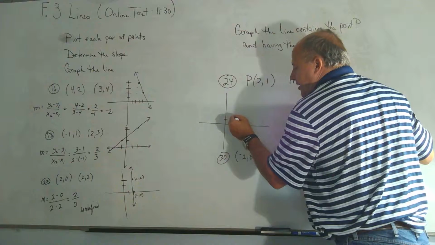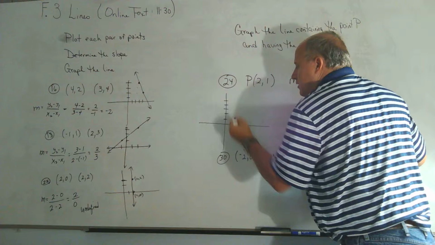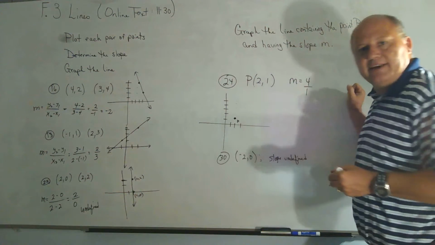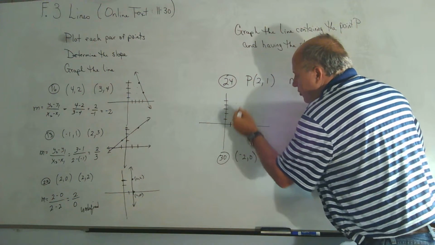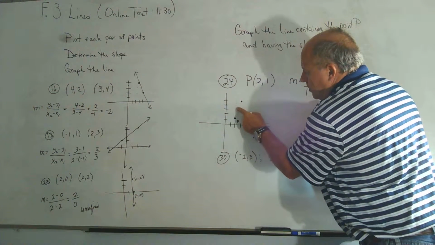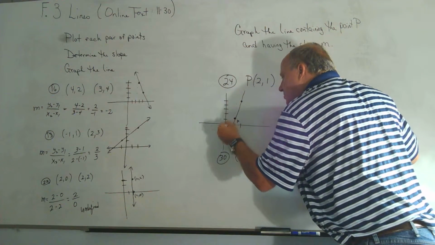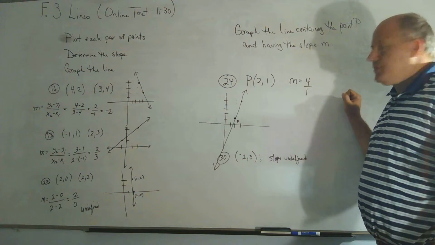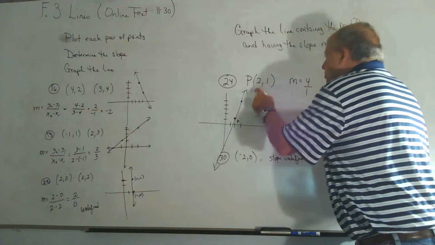So from that point there, 2, 1, there it is. We're going to go up 4 from that point. So 1, 2, 3, 4. If you see the small dots on the camera there on the board. And then to the right 1. And then make it a bigger dot. So I rose 4 and ran over 1. As you can see, when a slope is 4, it's a pretty steep line. So that line has the points 2, 1 and 3, 5.